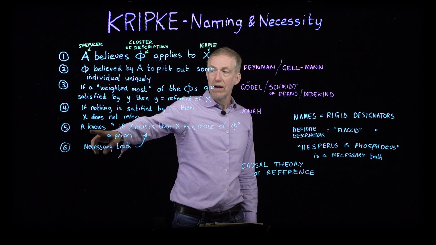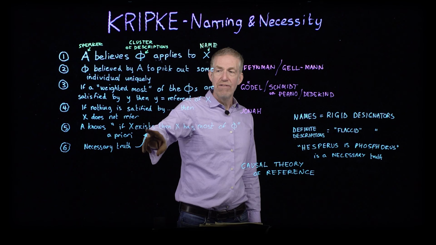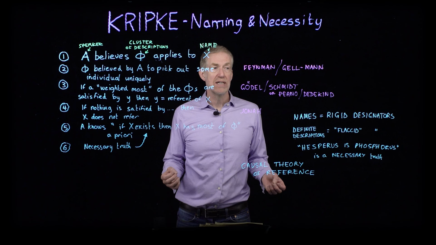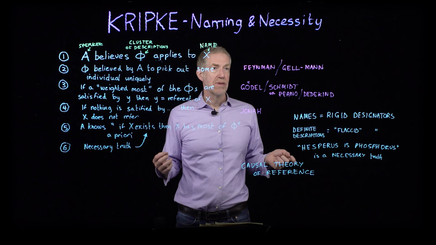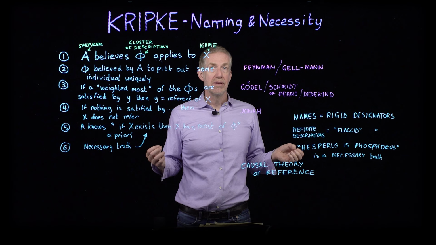Finally, number five, the speaker knows a priori that if X exists, then X has most of these properties. Remember, something you know a priori is something you don't need experience to know. Like that Hesperus is Hesperus. That is an a priori truth.